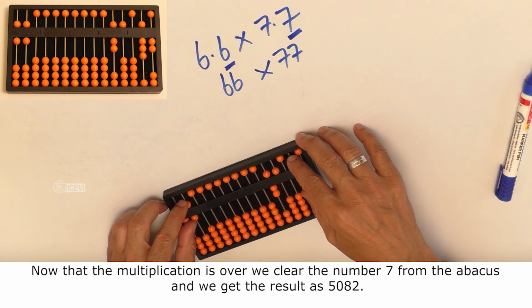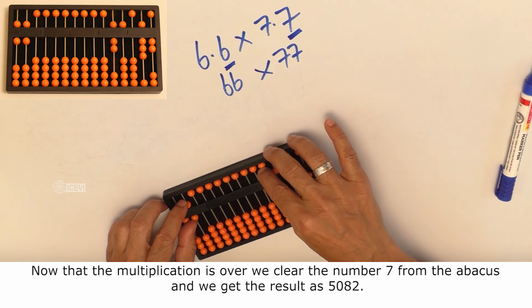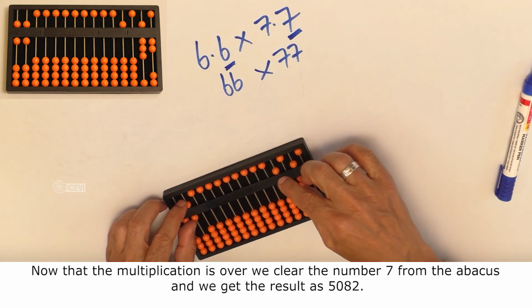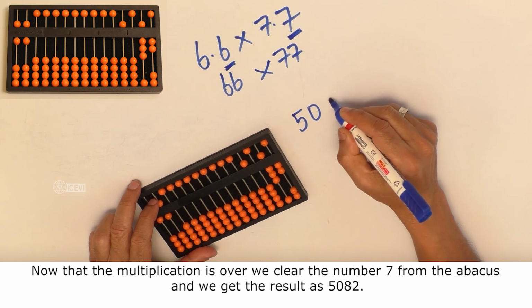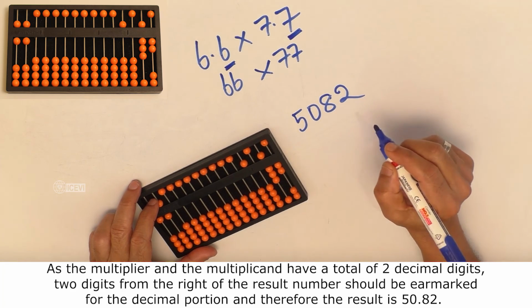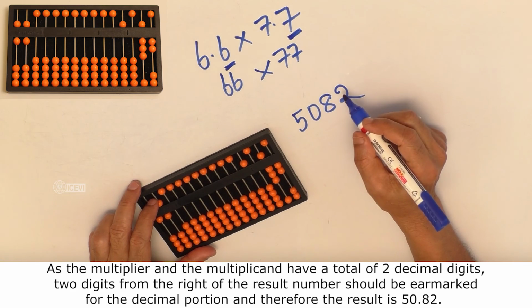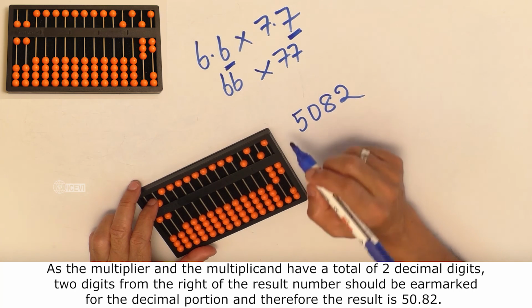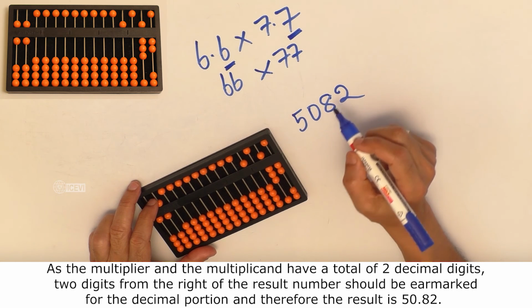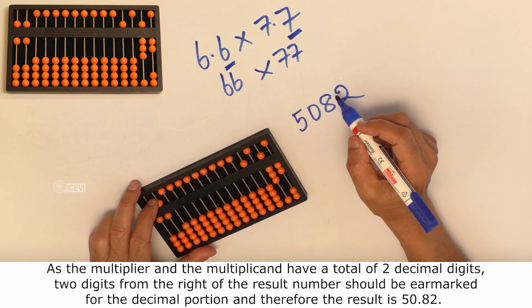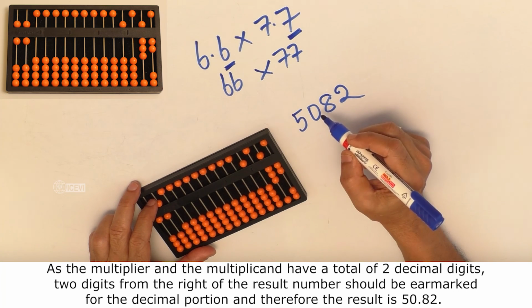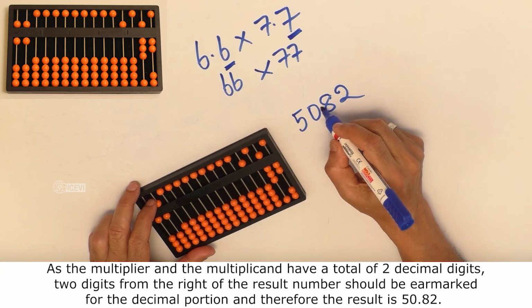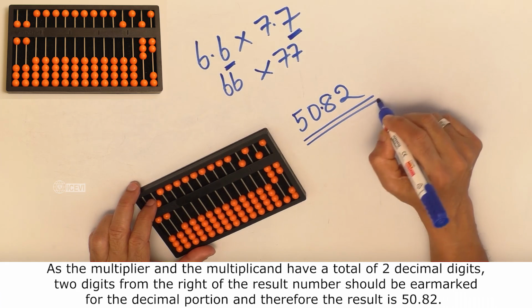Now that the multiplication is over, we clear the number 7 from the abacus and we get the result as 5082. As the multiplier and the multiplicand have a total of 2 decimal digits, 2 digits from the right of the result number should be earmarked for the decimal portion, and therefore the result is 50.82.